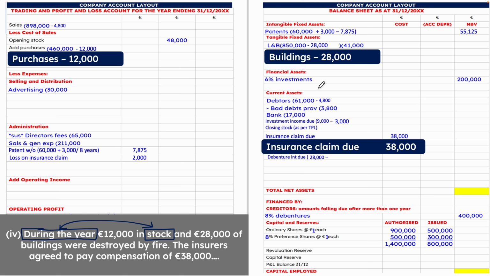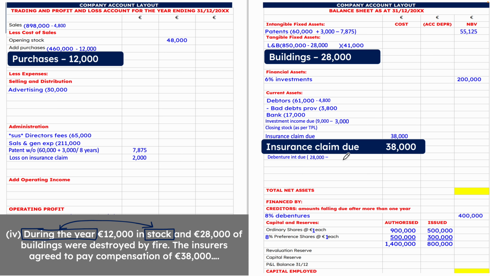Now the insurance company has promised to pay us 38,000. So they have not paid us this yet, right? So we are going to put that into current assets. So that is insurance claim due, 38,000.